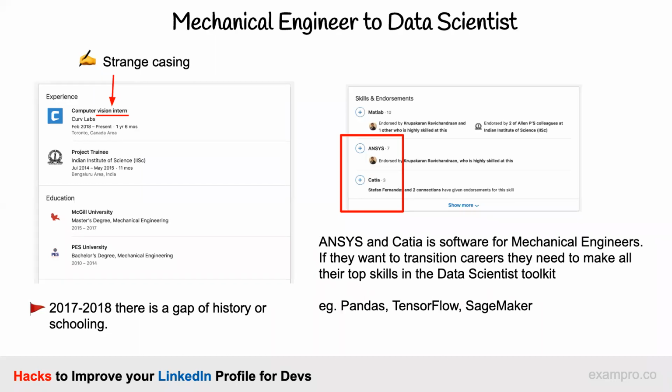The one thing I noticed is there's a gap of history between schooling. So between 2017 and 2018, I couldn't figure out what he was doing. You know, he probably was working, maybe he was a mechanical engineer. Some people, when they're transitioning jobs, don't want to list their previous work because they really want people to focus on what it is they do now.